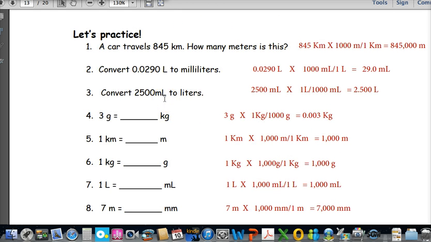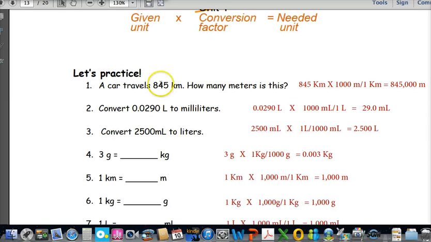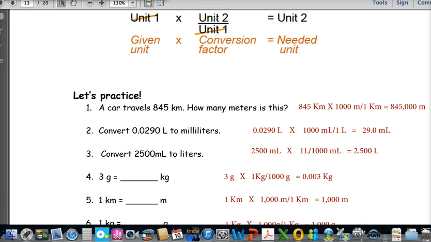Number 3 is you're converting 2,500 milliliters to liters. So the given unit is 2,500 milliliters times the conversion factor. 1 liter is equal to 1,000 milliliters. So what you're doing is multiplying 2,500 times 1 over 1,000, which is 0.001, and you're going to end up with 2.50.